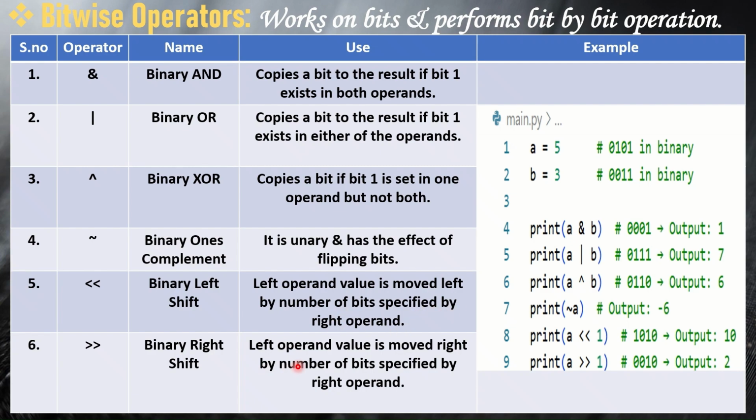Similarly, the left operand value is moved to the right by the number of bits specified by the right operand in the case of binary right shift. These are opposite to each other. So if I perform a binary left shift operation by specifying the number of bits as 1, then it results in this binary output, which is 10. Similarly, if I perform a binary right shift operation on A by specifying the number of bits as 1, it shifts the left operand value to the right by 1 bit, and then it results in the value of 2. So whenever you want to do some binary kind of operations, we can make use of these bitwise operators.